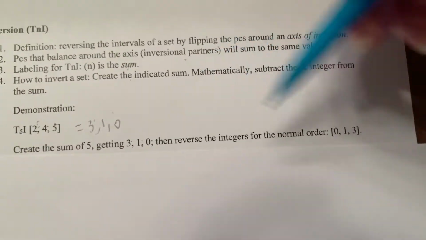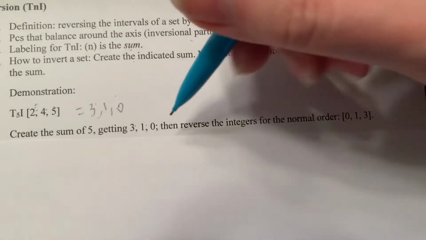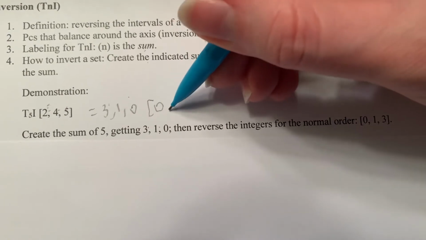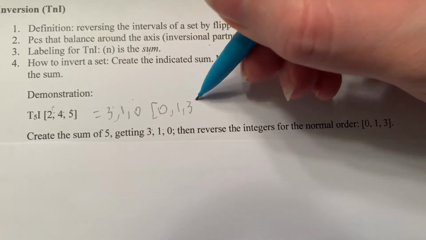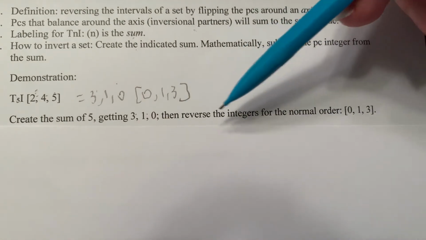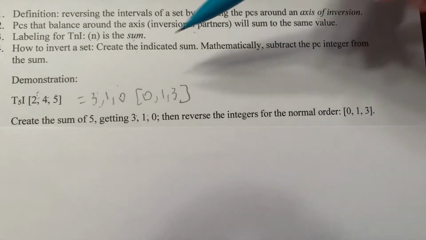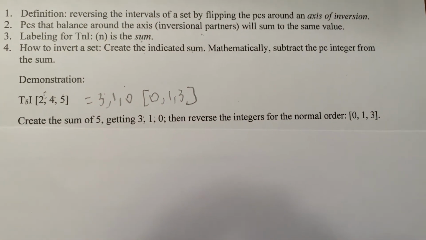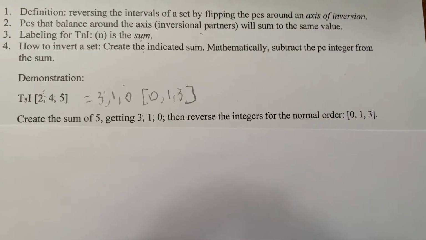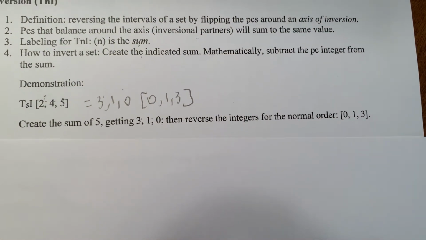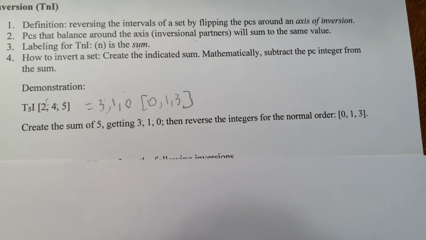Now, if I want to get the normal order, I need to reverse these. The normal order of this would be 0, 1, 3. So if I want you to put the answer in normal order, you'll just write those numbers in reverse, and that will be the normal order of the set. So again, all you need to do here is create the indicated sum. As weird as it sounds, it gives you the answer.